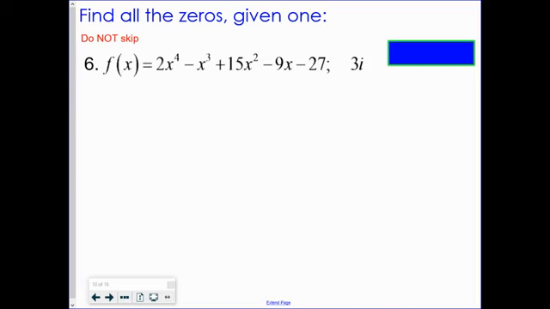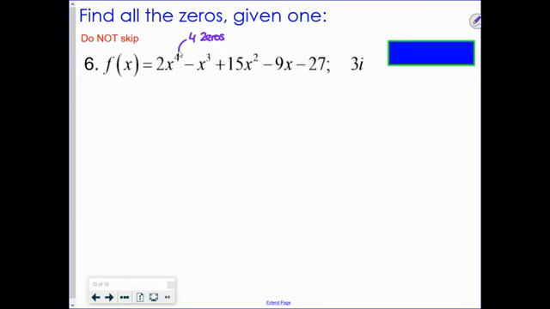And to close off the video for the first day of finding zeros of polynomial functions, let's have a look at this. This is going to be an interesting example. We've been given one zero. We know that this polynomial will have 4 zeros.